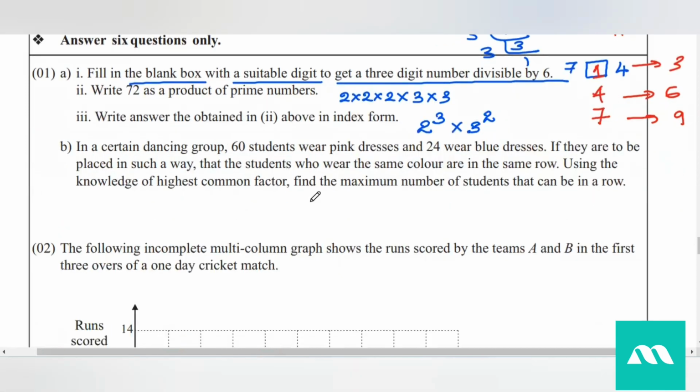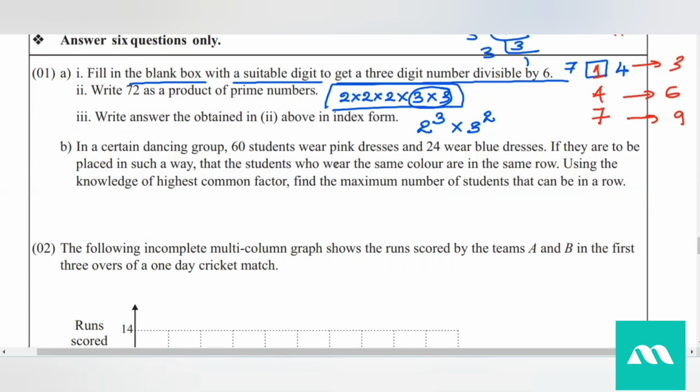Have you got it? Teacher, I will write only 2 to the power of 3. No. You have to write the 3 also. That means you have obtained this product, no? Then you have to write this part also. Okay? Okay, teacher.